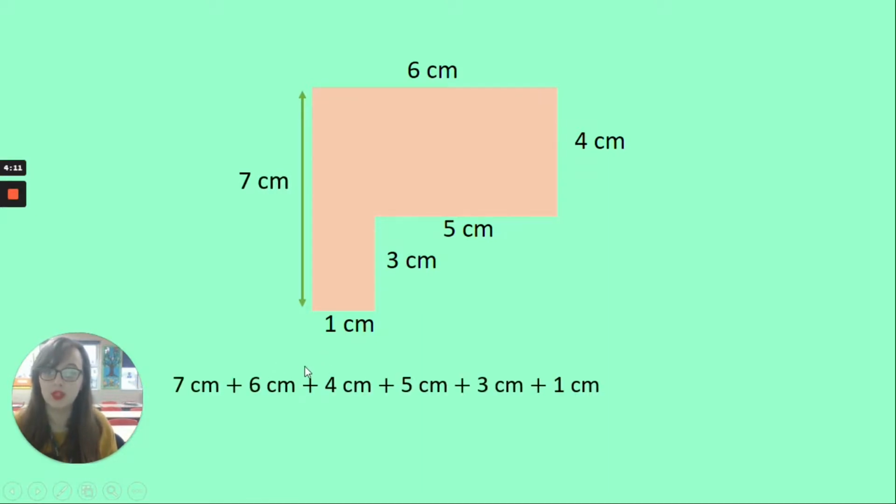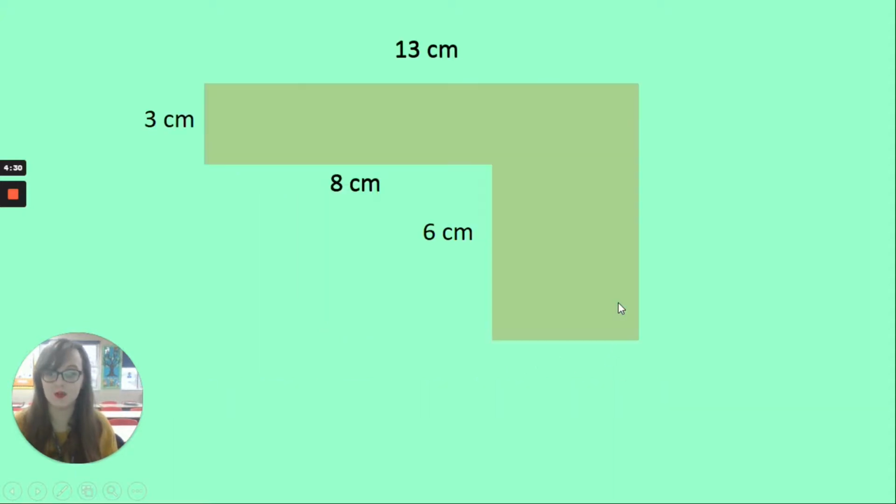Now we know all the sides, we can add them up to find the perimeter. 7 add 6 is going to be 13. 13 add 4 is going to be 17. 17 add 5 is going to be 22. 22 add 3 is going to be 25. 25 add 1 is going to be 26 centimetres.